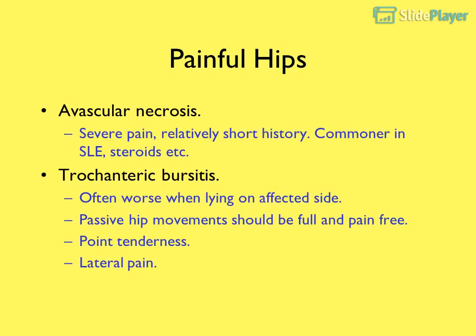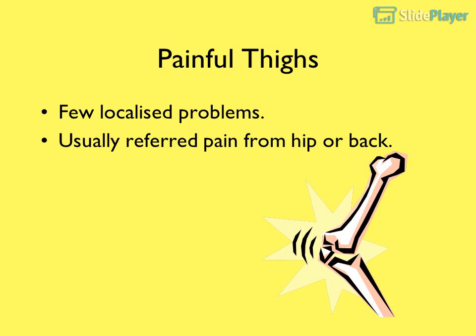Painful hips: vascular necrosis, trochanteric bursitis. Severe pain, relatively short history, commoner in SLE, steroids etc. Trochanteric bursitis. Often worse when lying on affected side. Passive hip movements should be full and pain-free. Point tenderness. Lateral pain. Painful thighs: few localized problems.